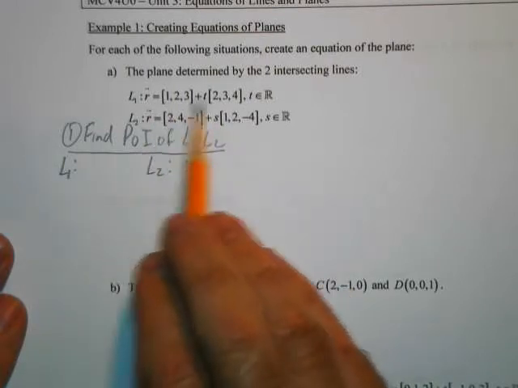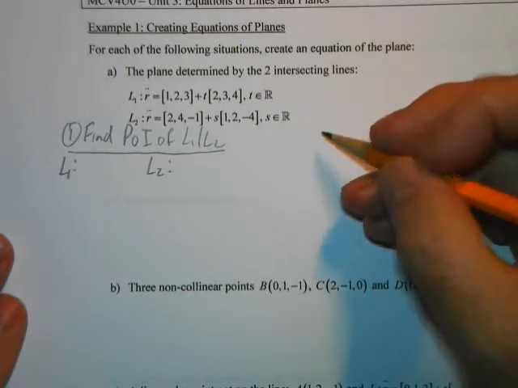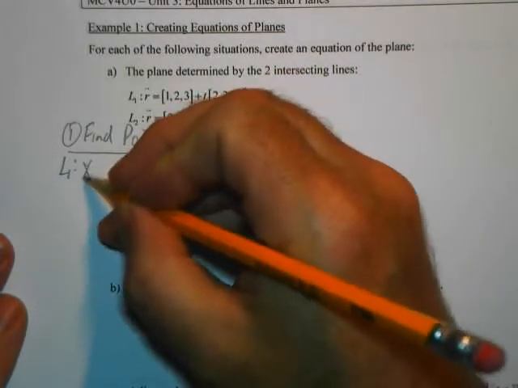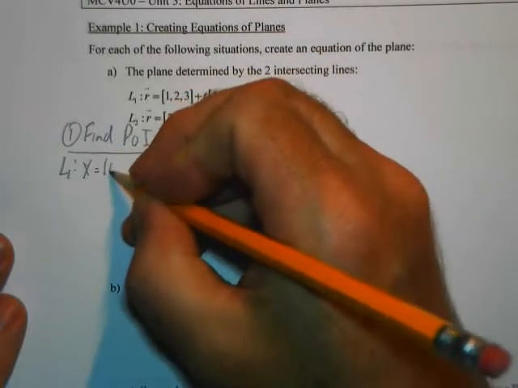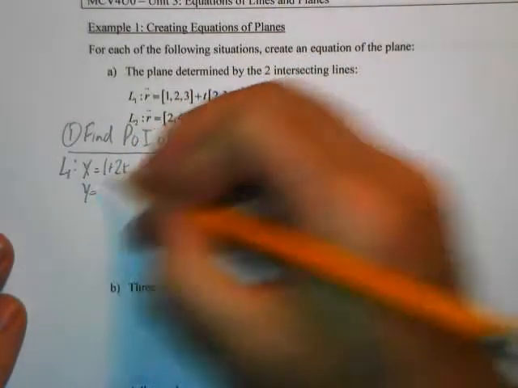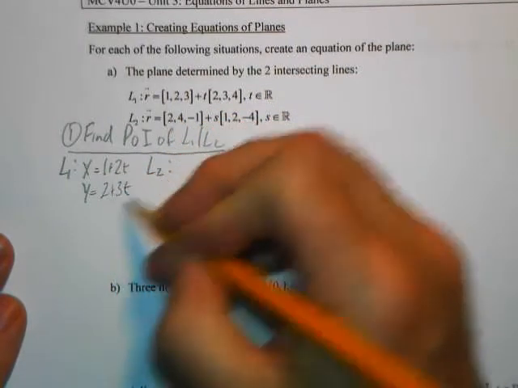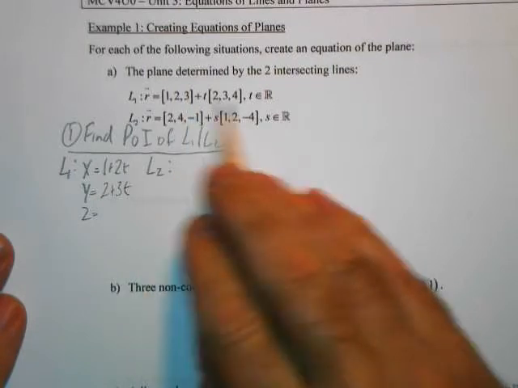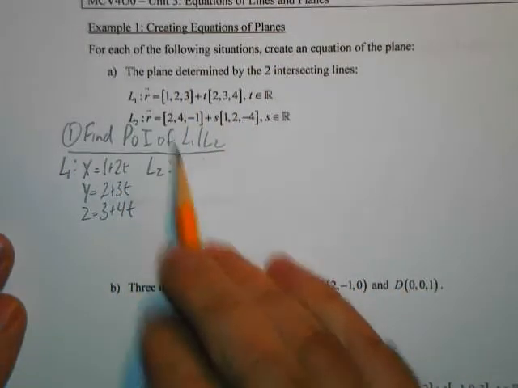So if I was breaking apart line 1 into its component parametric equations, I'd have x equals 1 plus 2t, y equals 2 plus 3t, and z equals 3 plus 4t. And then I do the exact same process for line 2.